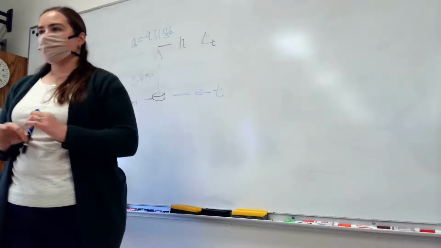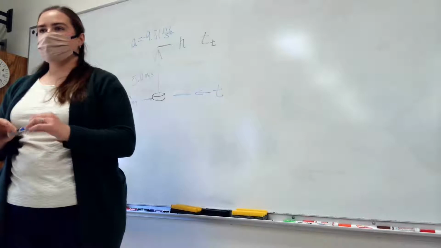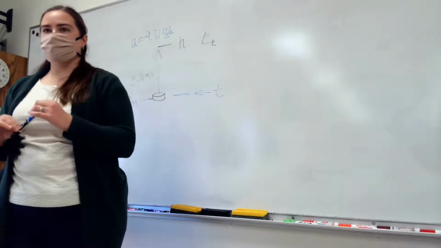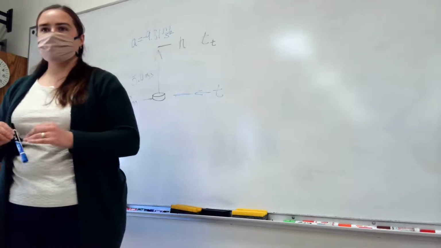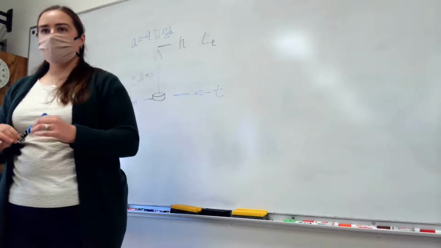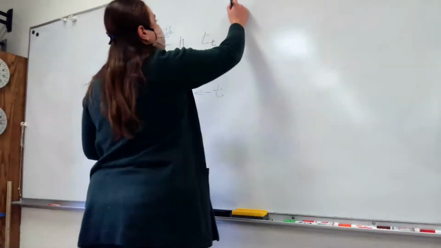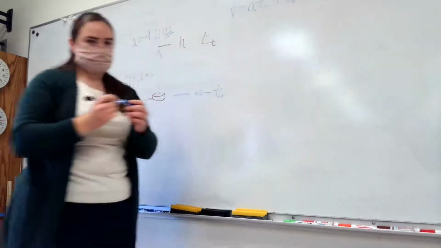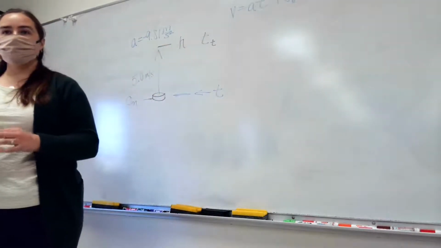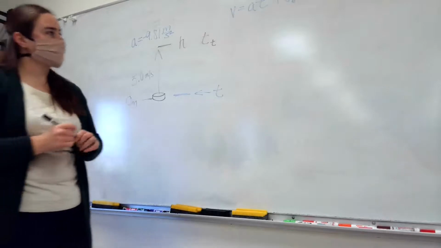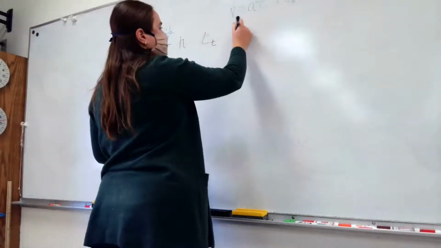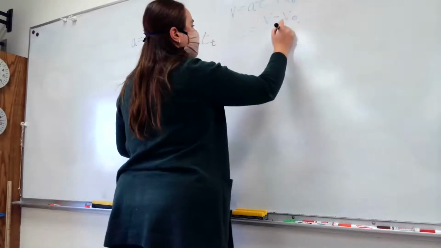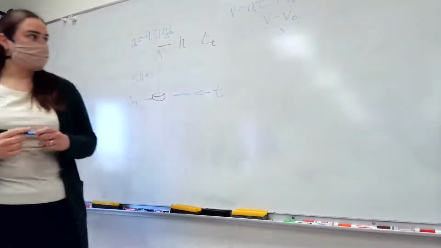Any other ones we want to look at that might be useful? We might even have to use multiple equations, you never know. You can use the velocity equation. So we've got v equals at plus v naught. Solving this one for t, we've got t equals v minus v naught over a.